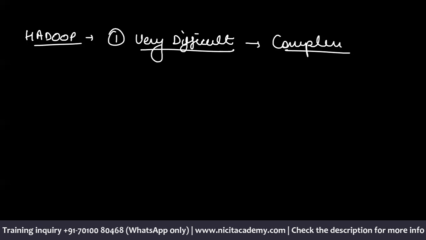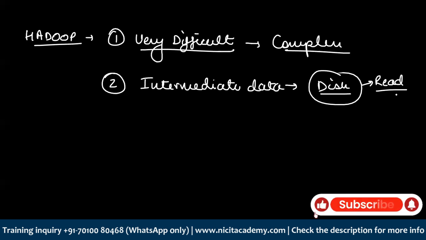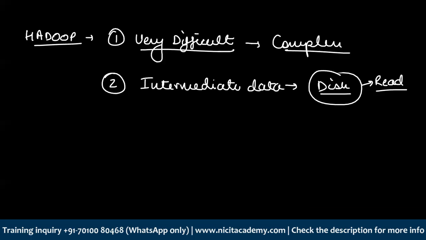Now the second problem was that any intermediate data was being stored in the storage or disk. Any data that had to be written was being written to the disk, and if it had to be reused, it was being read from the disk as well. Now, reading and writing data again and again to the disk, is it a simple process, is it a slow process, or a fast process?